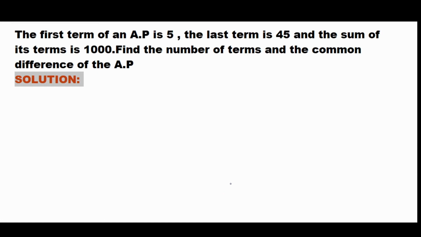The next problem is: the first term of an AP is 5 and the last term is 45. The sum of its terms is 1000. Find the number of terms and the common difference of the AP.